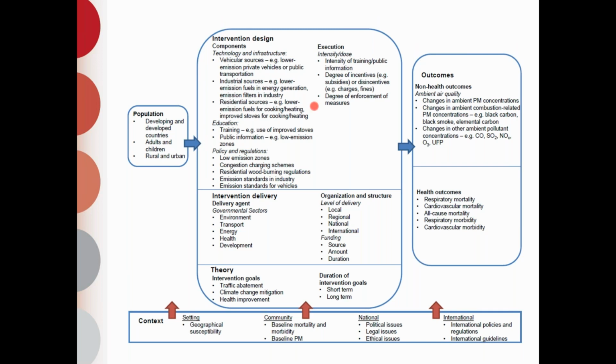And I think importantly in this logic model is how we documented and reported and thought about the types of interventions, the components, and really the logic model helped us to categorize these in technology and infrastructure. We looked at vehicular sources, industrial sources, residential sources. There's also some training and public information, and then also policy and regulation. So these are all quite different interventions, but they all are part of interventions to reduce air pollution. And I think for this systematic review, it was also important to look at the context, because the interventions are quite different in various contexts.